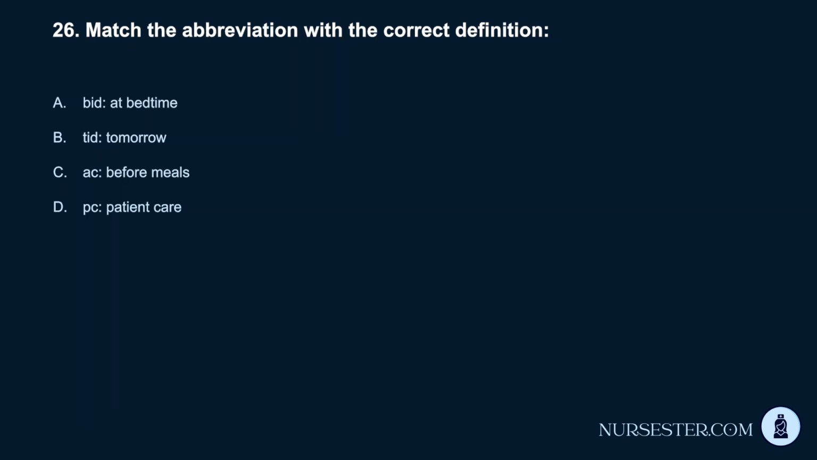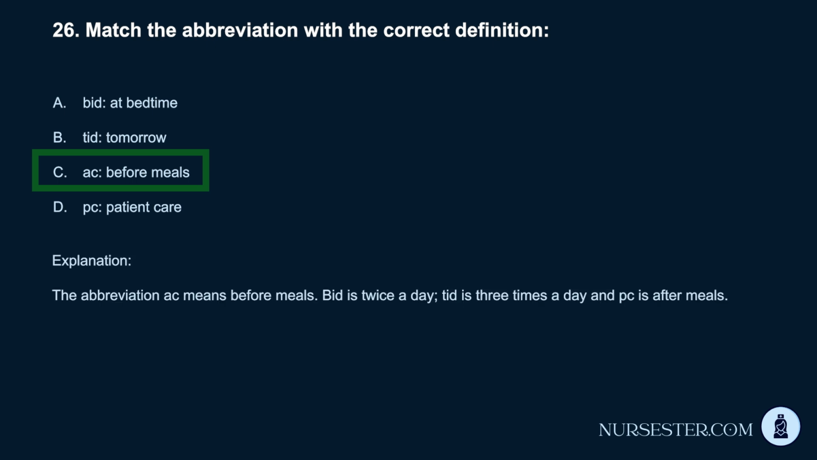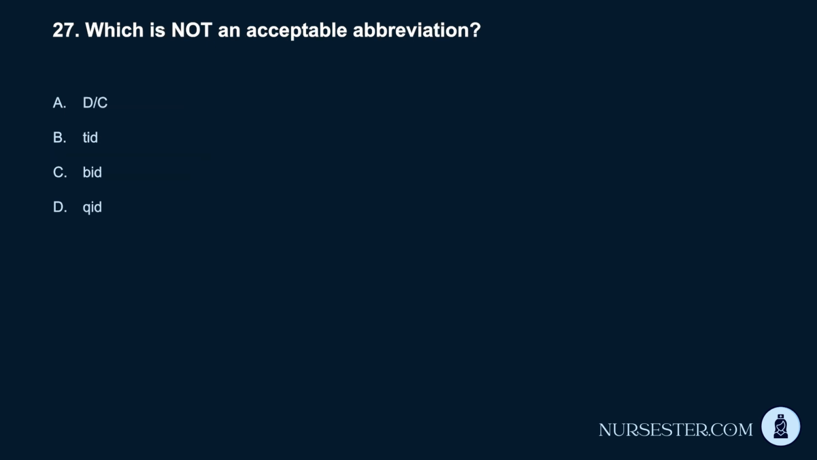26. Match the abbreviation with the correct definition. A. BID, at bedtime. B. TID, tomorrow. C. AC, before meals. D. PC, patient care. Correct answer, C. AC, before meals. The abbreviation AC means before meals. BID is twice a day, TID is 3 times a day, and PC is after meals.